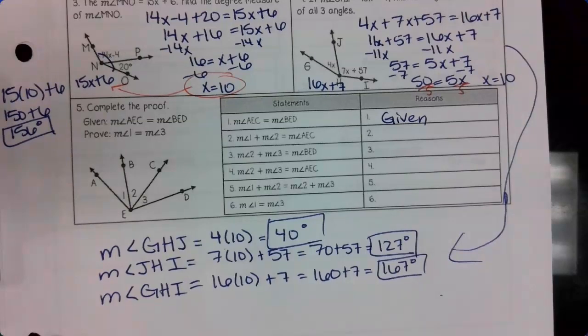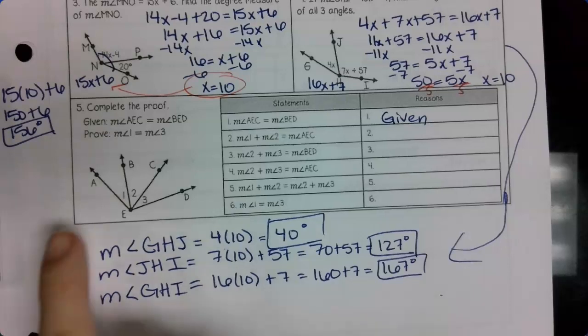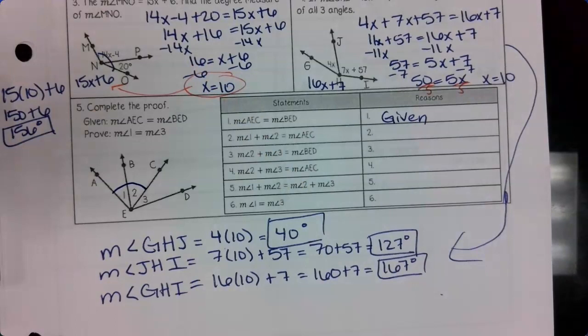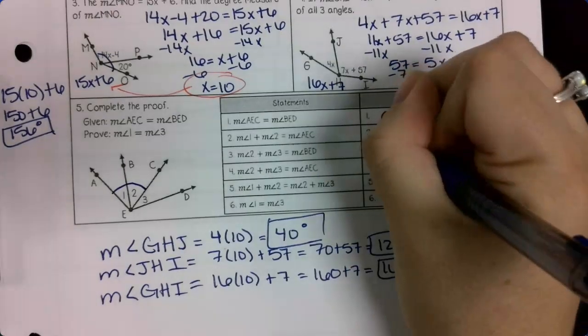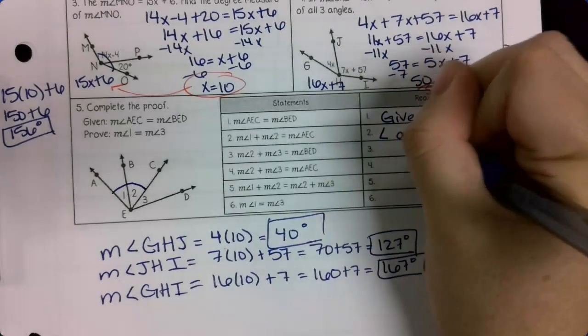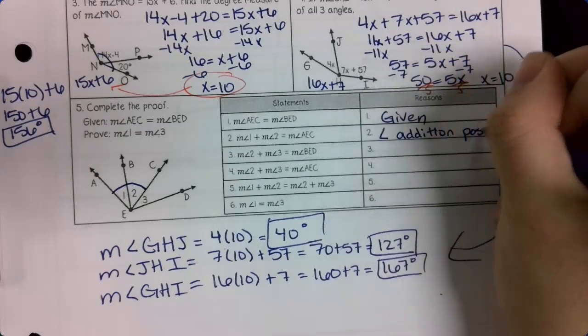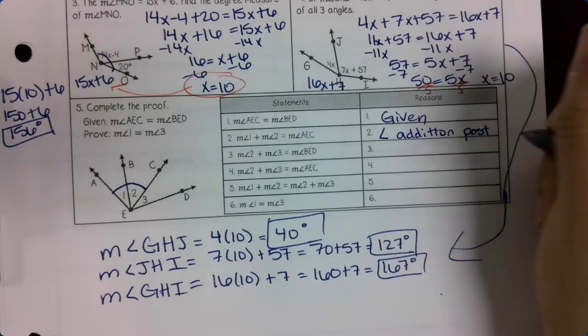Okay, the next thing I have is the measure of angle 1 plus the measure of angle 2 equals the measure of angle AEC. So, this is what we learned today. This is the angle addition postulate. And I'm going to use the angle notation to save room.